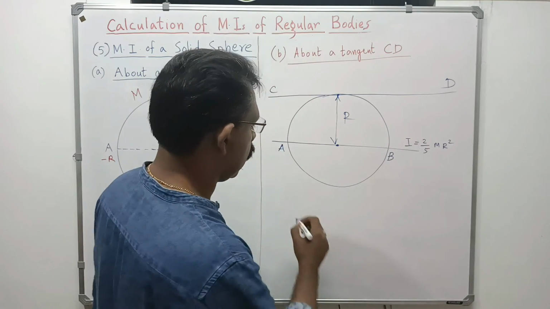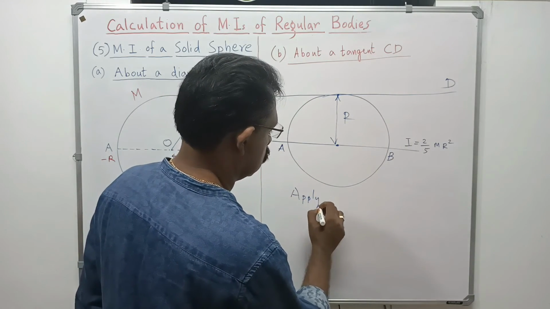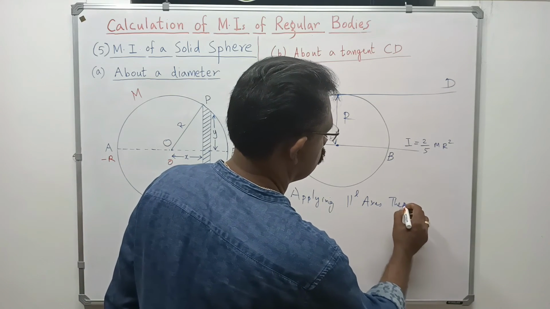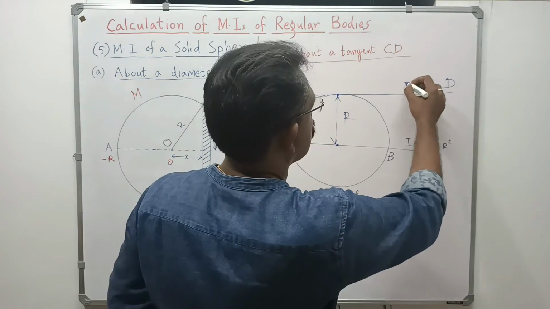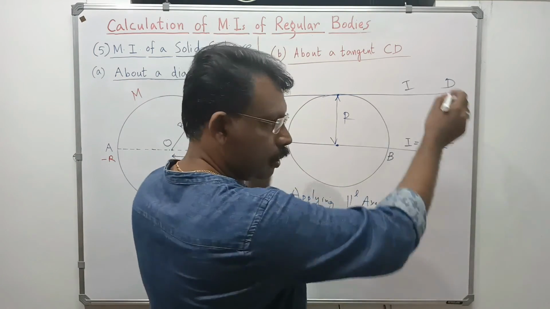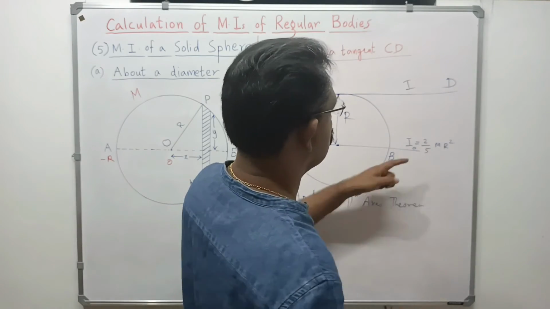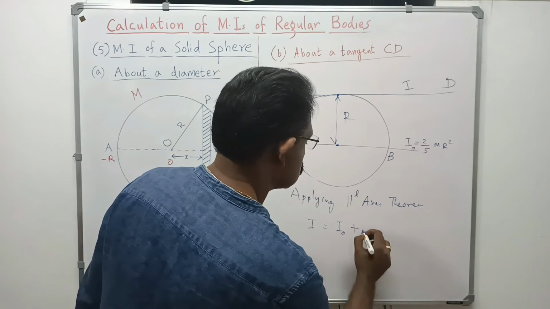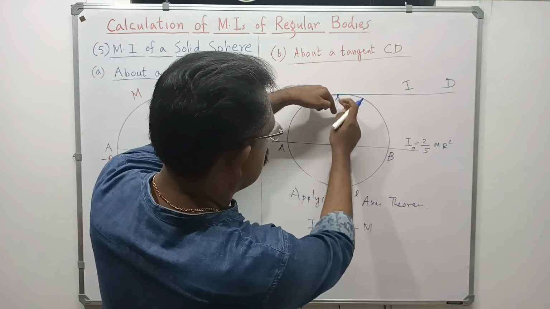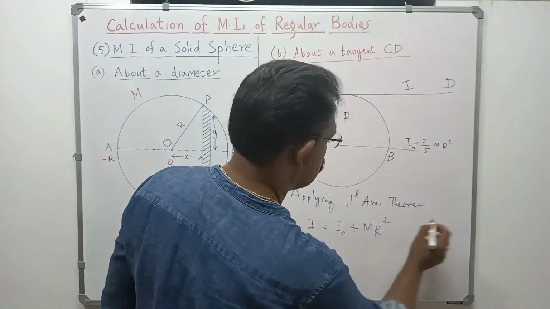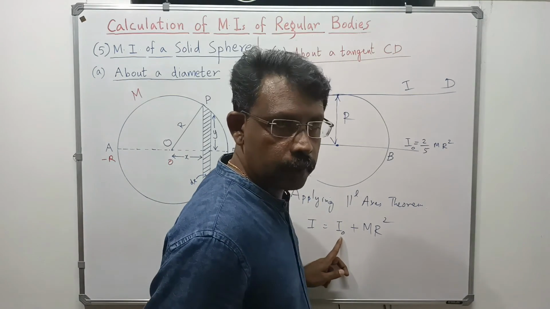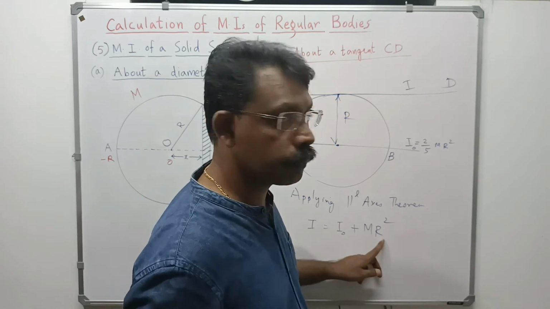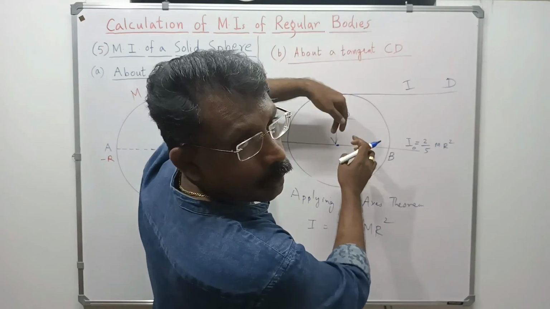So applying the parallel axis theorem, this can be taken to be I0, this is what we want to find out. I is equal to I0 plus m into the distance between the axes squared, that is r squared. So it is the sum of the moment of inertia about an axis passing through the center of mass plus the product of mass and the square of the distance between the two parallel axes. That is what we are going to do.